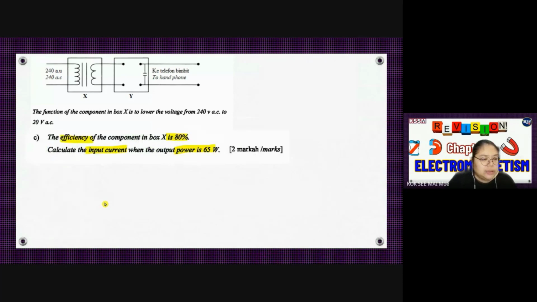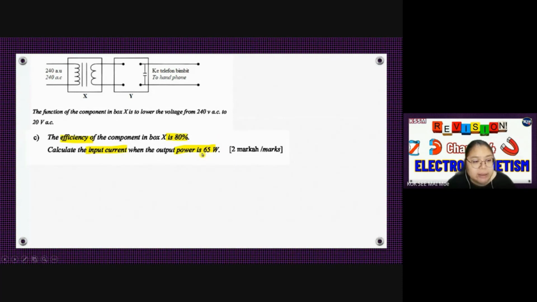Okay, then we go to the C. Okay, the efficiency of the component of the box is 80%. Okay, so you need to think about the efficiency. So calculate the input current when the output power is 65. So they provided the output power. So input power we don't know. But from here, the question never provides any power. So we just got voltage, okay, and also the number of turns. Okay, but from here they say I want input current.